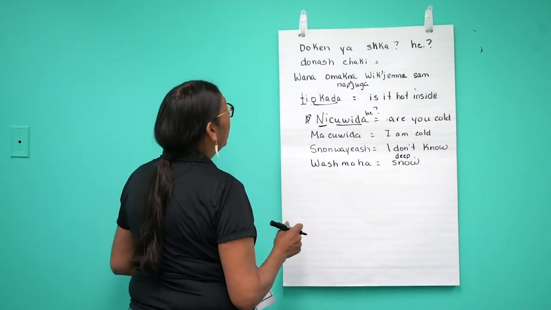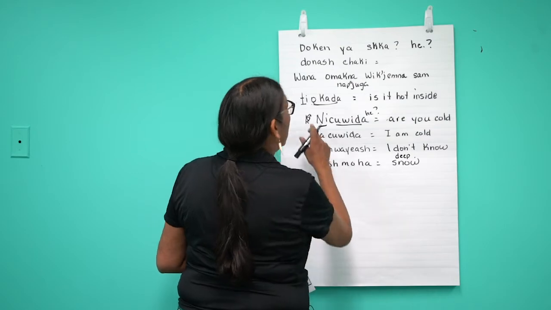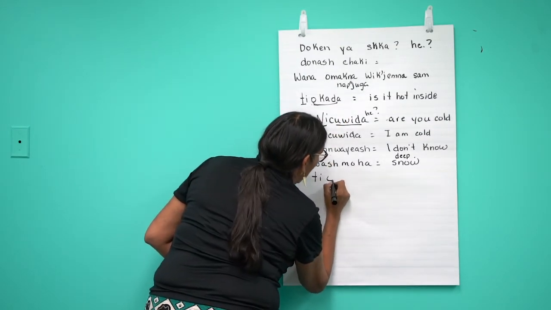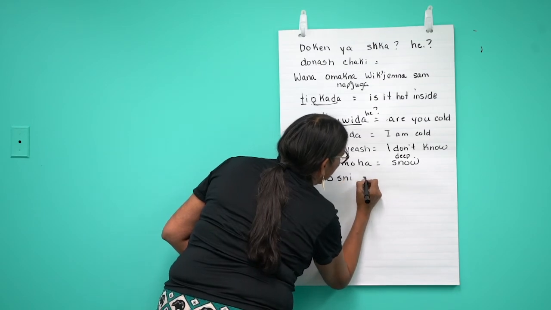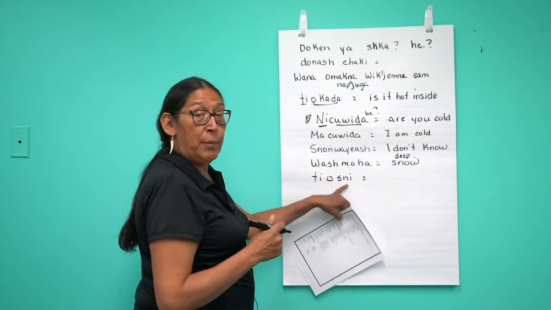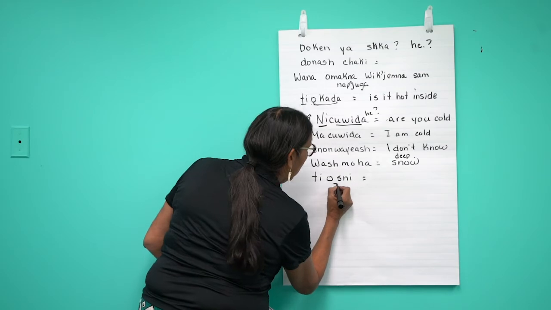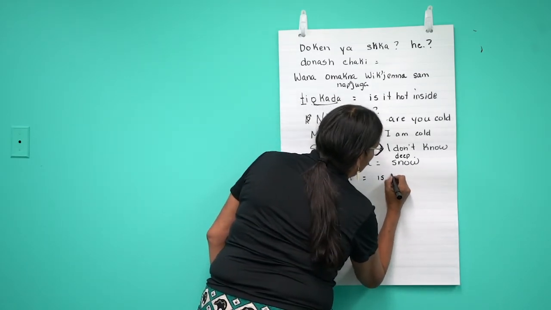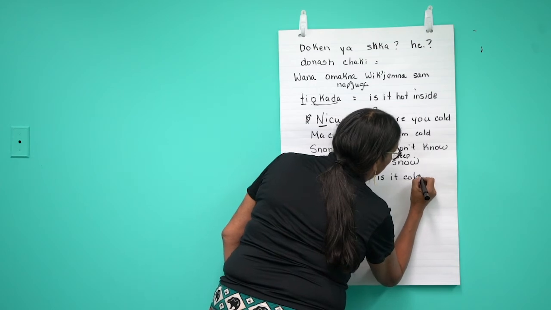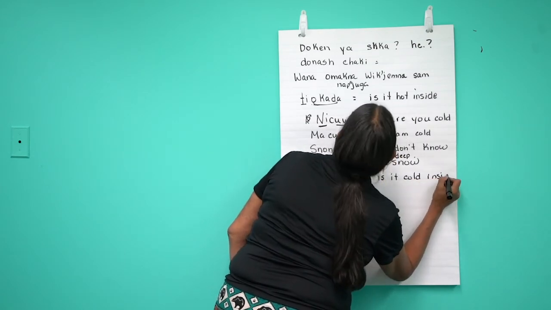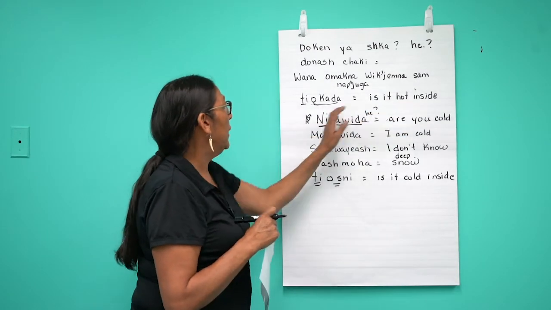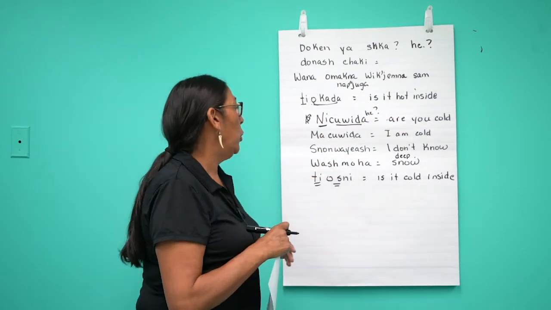Tiosni? Tiokada? Tiosni. Remember osni? That's cold. And ti, is it cold inside? Tiokada, is it hot inside? Tiosni, is it cold inside?